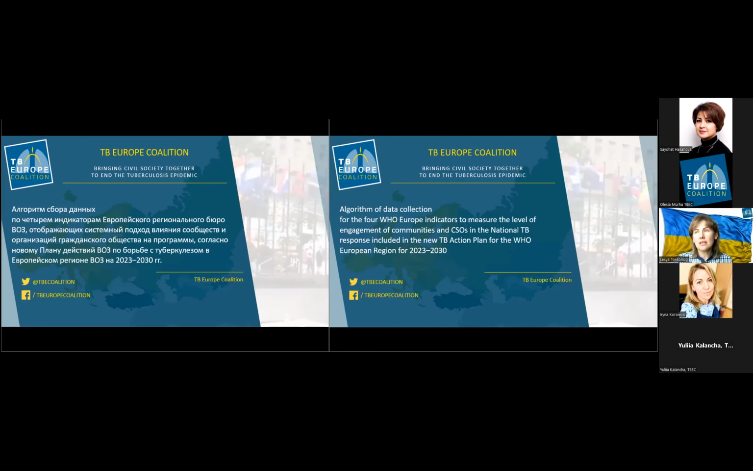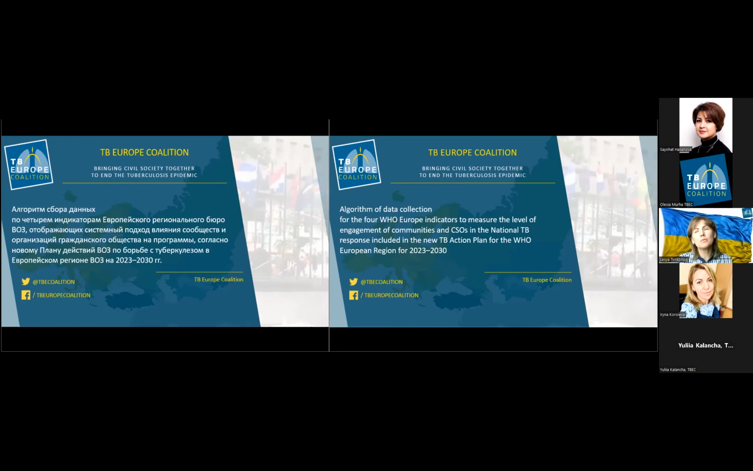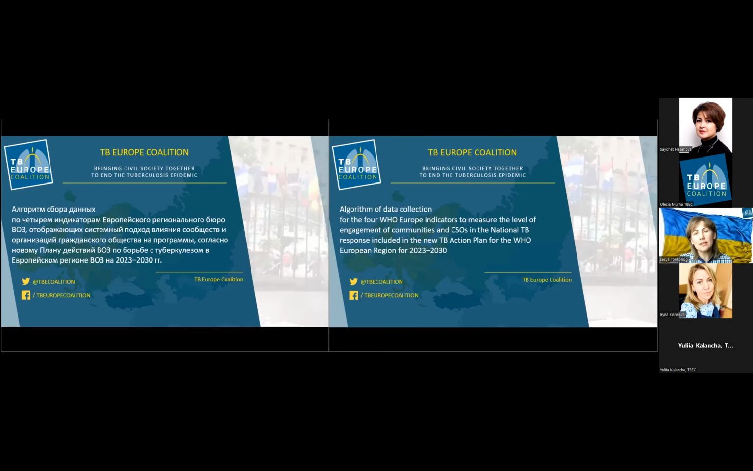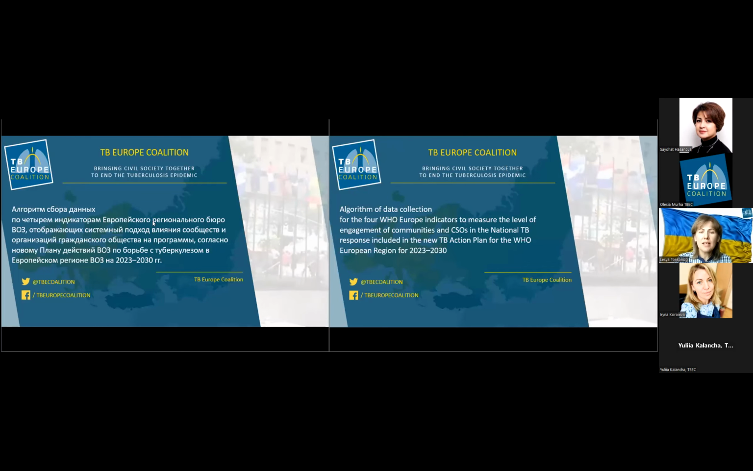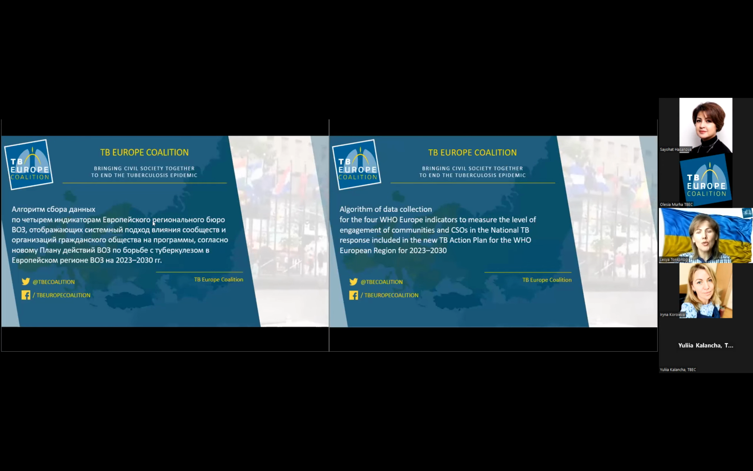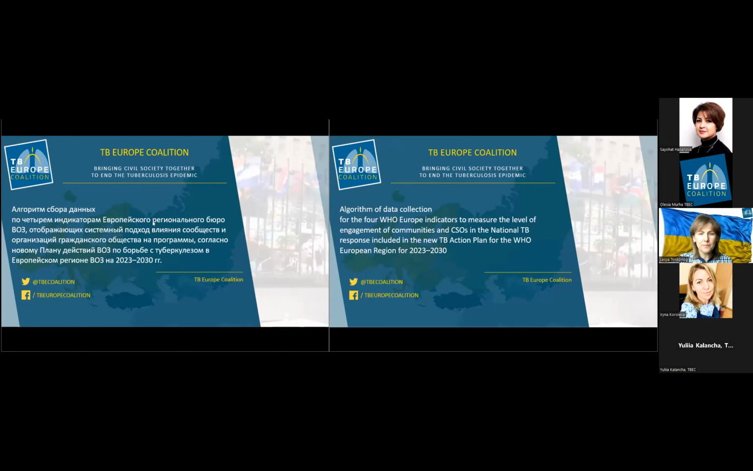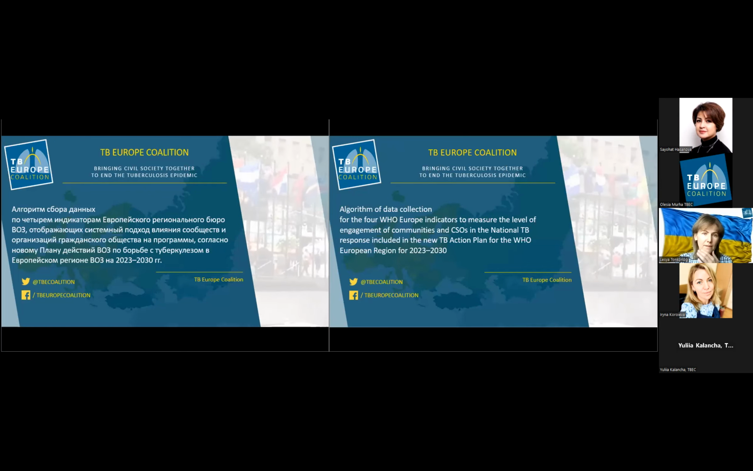And now I give the floor to Irina Roeva, who will tell you about the algorithm of data collection by 4 indicators suggested by the WHO. Ira will tell you about the goal and mechanism of this data collection, about the approaches, and will provide more detailed information about each of 4 indicators. Hello, dear colleagues.